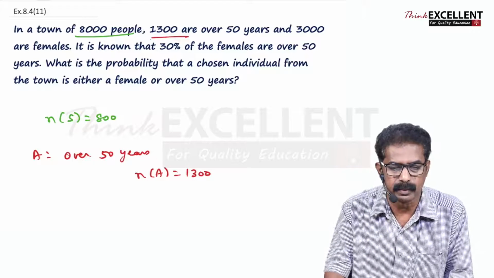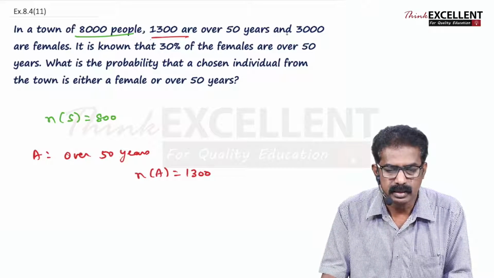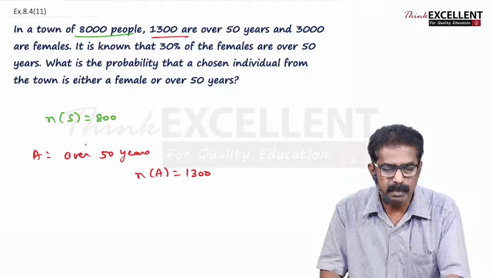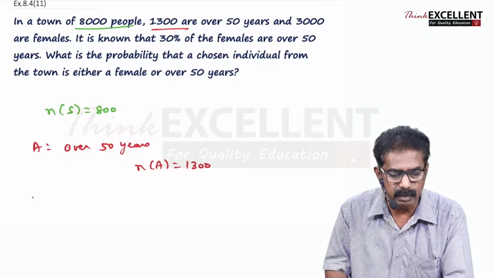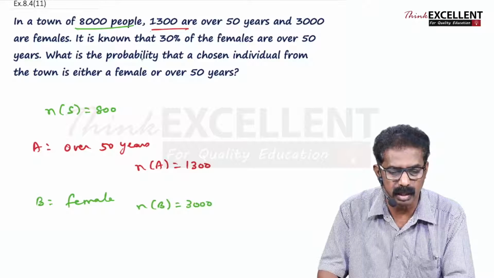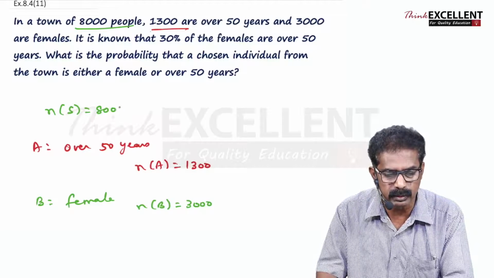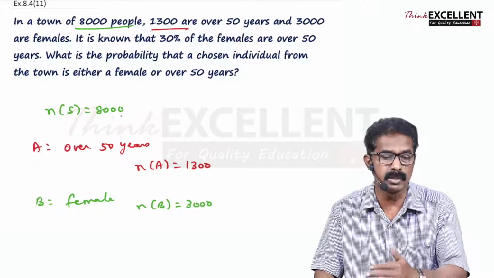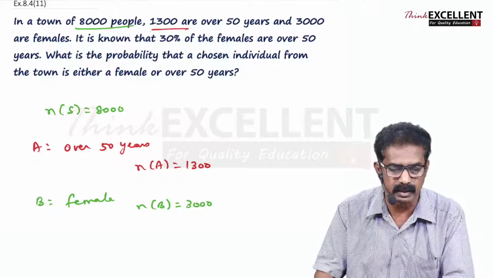1300. Okay. And 3000 are female. So B stands for female. So N of B is equal to what? 3000. Okay, 3000 are female. Total 8000, in which 3000 are female. So male 5000, right? Let us see what they asked.